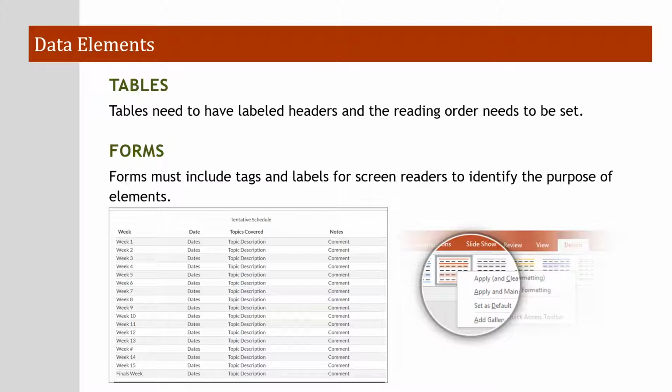Data elements such as tables and forms should also be formatted with accessibility in mind. Tables need to have labeled headers, and the reading order needs to be set so that a screen reader will read them out loud in the correct order. Forms must include tags and labels for screen readers to identify the purpose of these elements.